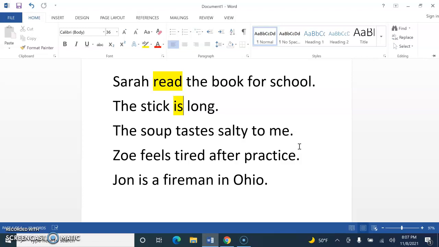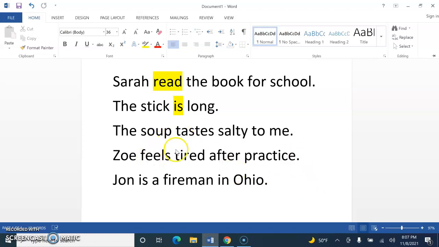And then a predicate adjective describes the subject. The referee feels tired after the game. And here you have feels. Yes, that can be an action verb if I'm feeling a table, if I'm feeling a soft, cuddly kitten. But in this case, it's talking about my state of being. So the referee's state of being is that he is tired.